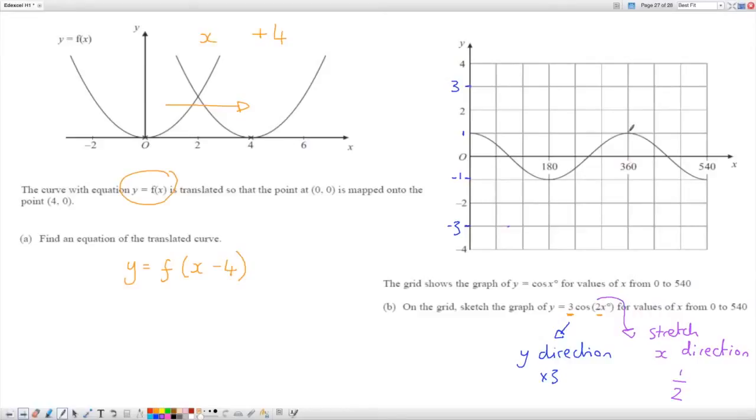Here we can see the peak at 360, half of that is going to be 180, so we're going to be coming all the way up here to 180. We can see here we're just about to go down at 540, so we're going half of that, and then coming down at this point here.